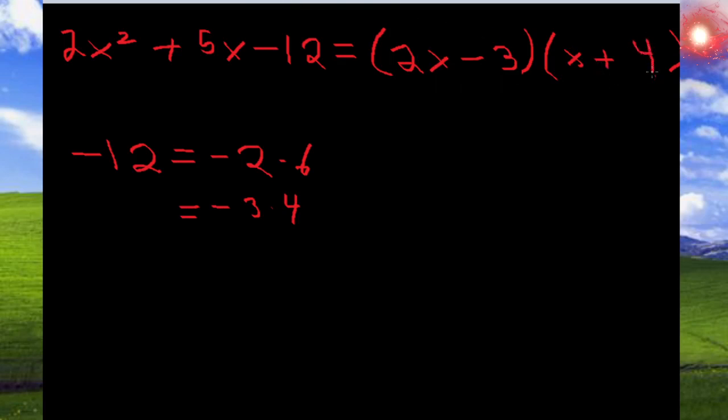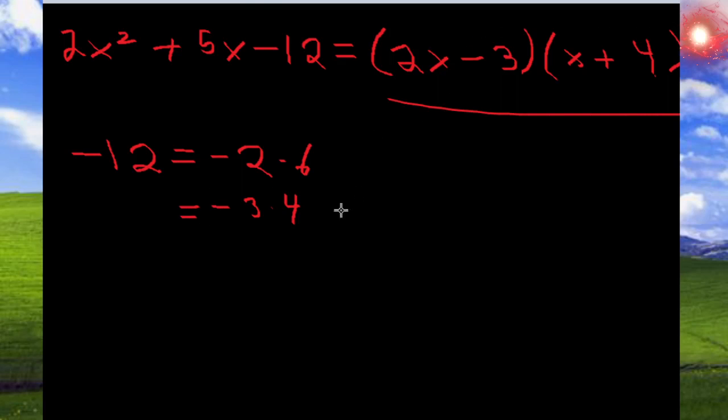I'm showing you the full process here, this is not scripted. 2x times 4 is 8x, minus 3 is 5x, negative 3 times 4 is negative 12. There we go. Now we expand it one more time to make sure. 2x times x is 2x squared. 2x times 4 is 8x. x times negative 3 is negative 3x. Add those together, you get 5x. Negative 3 times 4 is negative 12. So there's our answer.